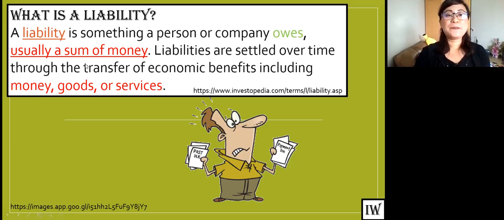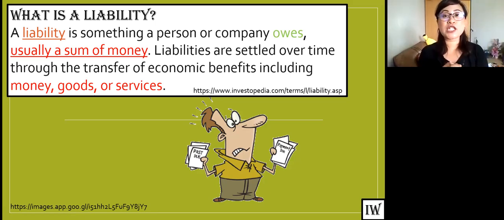Next one, they are settled over time through transfer of economic benefits, which are money, goods, or services. So, pwede naman tayong mangutang ng oras ng ating friend. Like, we ask our friend to help us in our small business or to help us do our work or our project, and in turn we are liable to pay back our time as well. So kung inutang mo pera, ang ibabalik mo pera. Yes? Okay, so kung ang inutang mo is thing or gadget, well, ang ibabalik mo is thing or gadget then.